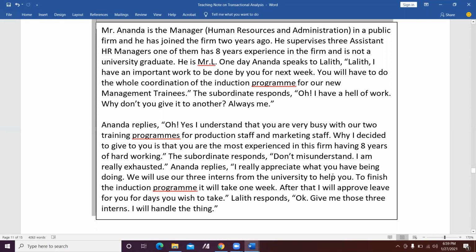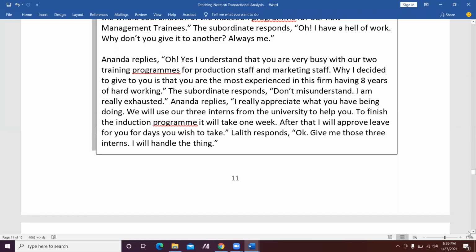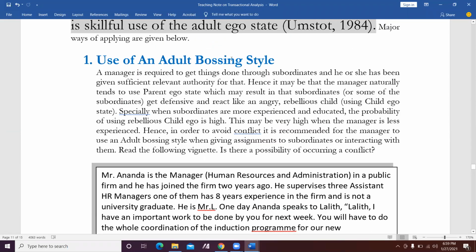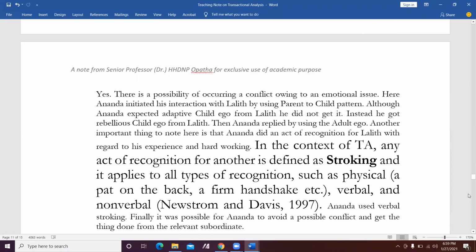I really appreciate what you have been doing. We will use our 3 interns, the trainees who are getting internship from the university, to help you finish the induction program. It will take 1 week. After that, I will approve leave for you for the days you wish to take. Lalit responds, okay, give me those 3 interns, I will handle it. You see, the human resource manager used an adult bossing style. Then it was possible for the human resource manager to get the work done through his subordinate without having a conflict.